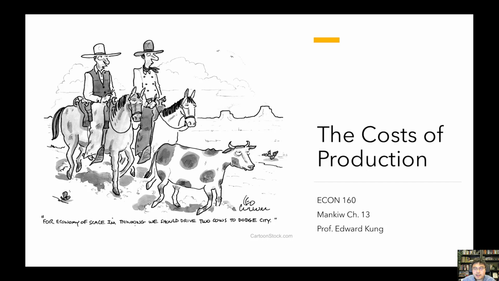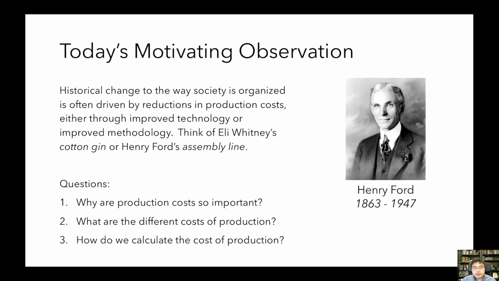Today's lecture is on the topic of the costs of production. Today's motivating observation is that if you look throughout history, a lot of times major changes to the way societies are organized are driven by reductions in the cost of production, either through improved production technology or improved production methodology. You can think of Eli Whitney's cotton gin, which mechanized agriculture, or Henry Ford's assembly line, which allowed for mass production. So of course this leads us to a couple of questions.